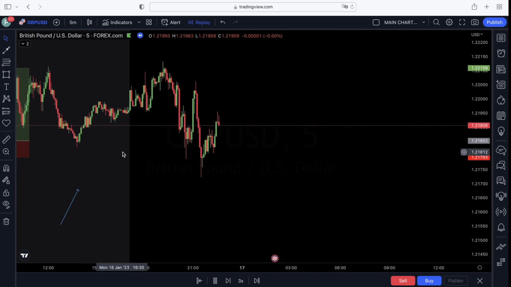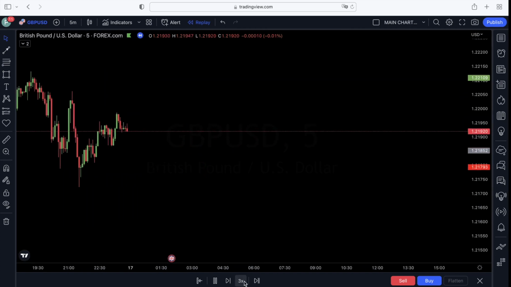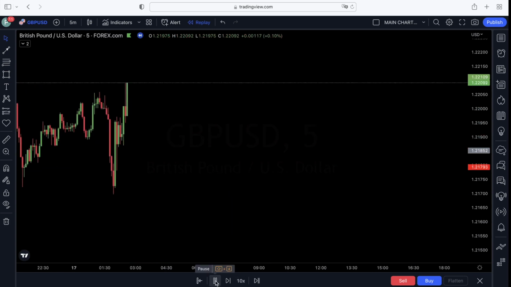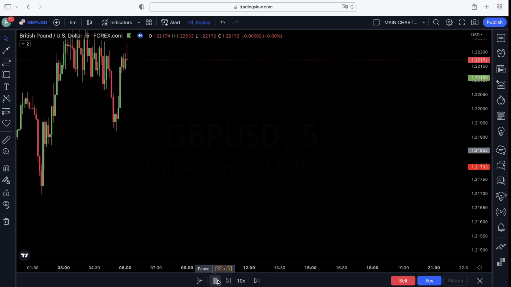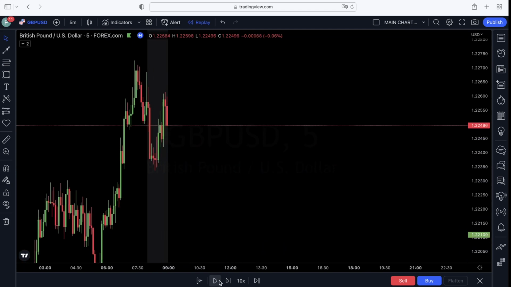GU is consolidating this week, looks like it. We're waiting for New York session. All right, there's New York session. Okay, let's mark this up. Let's see what happens.